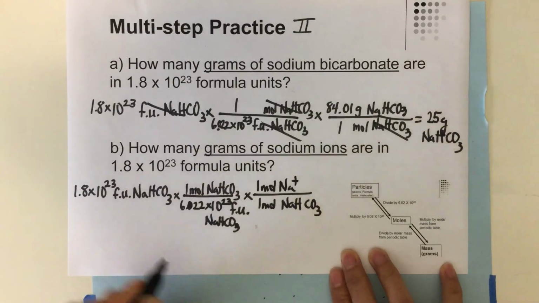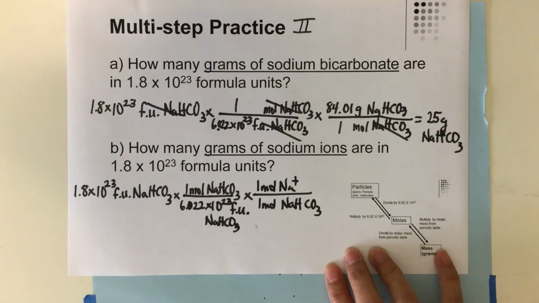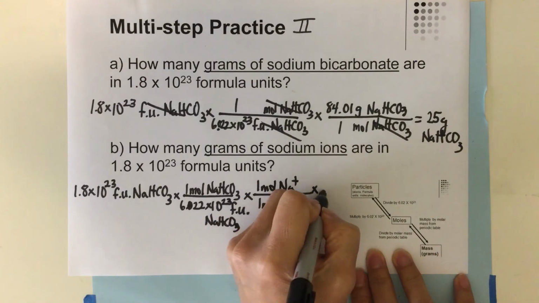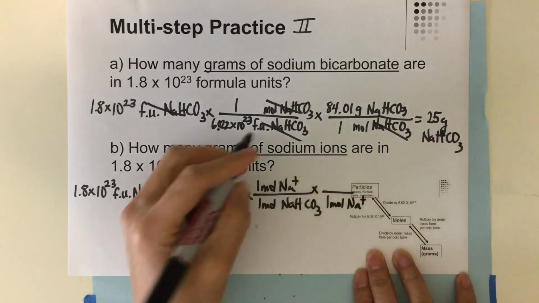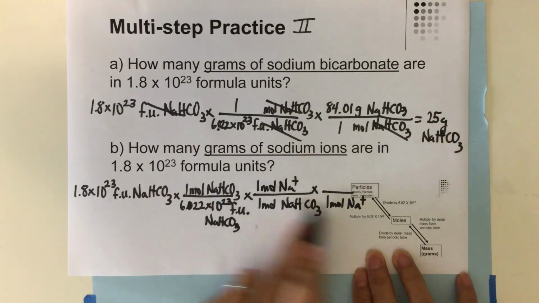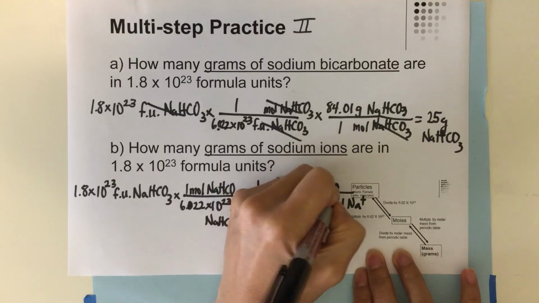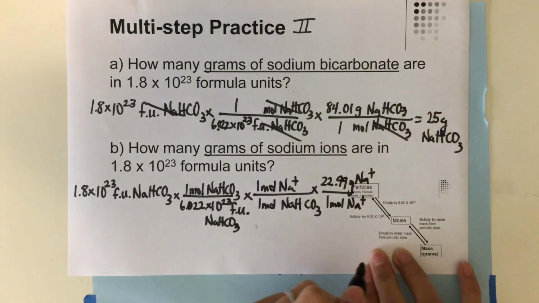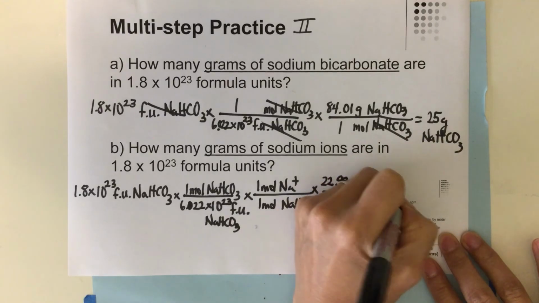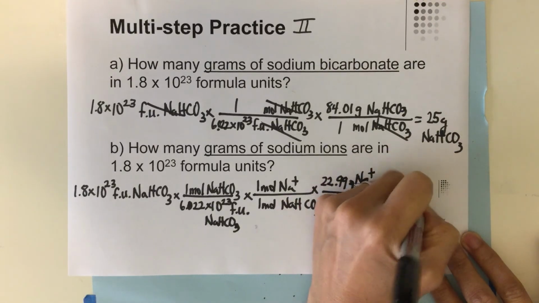So you're digging into the parts, so it's a mole to mole conversion. And then in 1 mole of sodium ions, there is, so notice I'm always tracing out my units, 22.99 grams of sodium ions. And so my answer ends up being 6.9 grams of sodium.